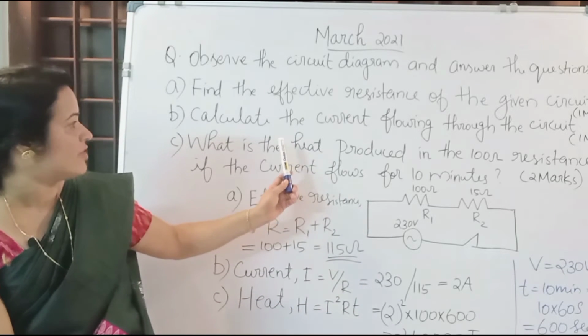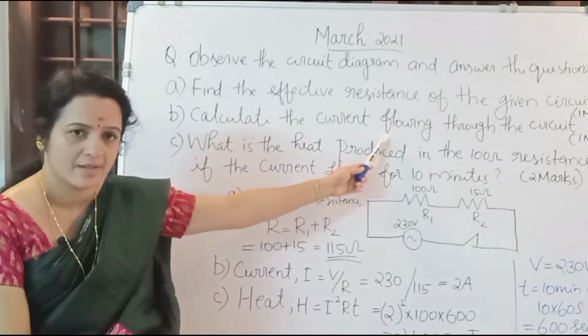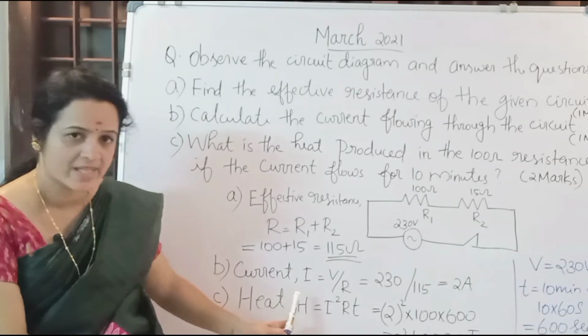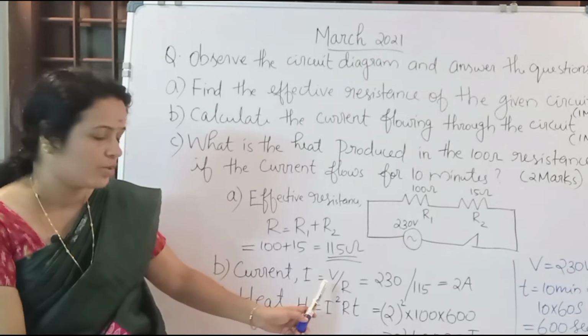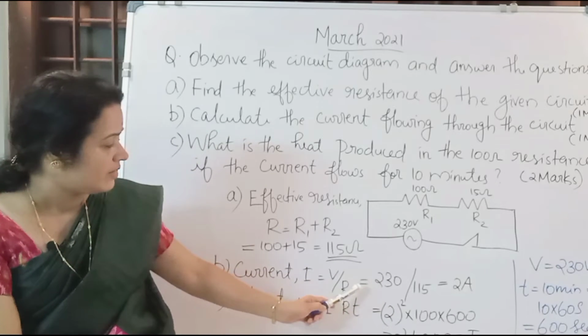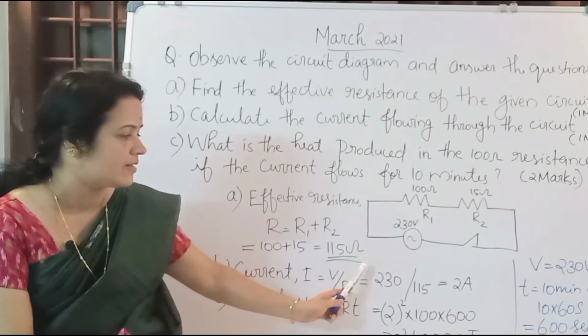Then for the second question we have to calculate the current flowing through the circuit. Here we have to remember only the equation, that is from Ohm's law. We have I is equal to V by R. Then directly we can substitute the values. Here V is 230 and R is 150.